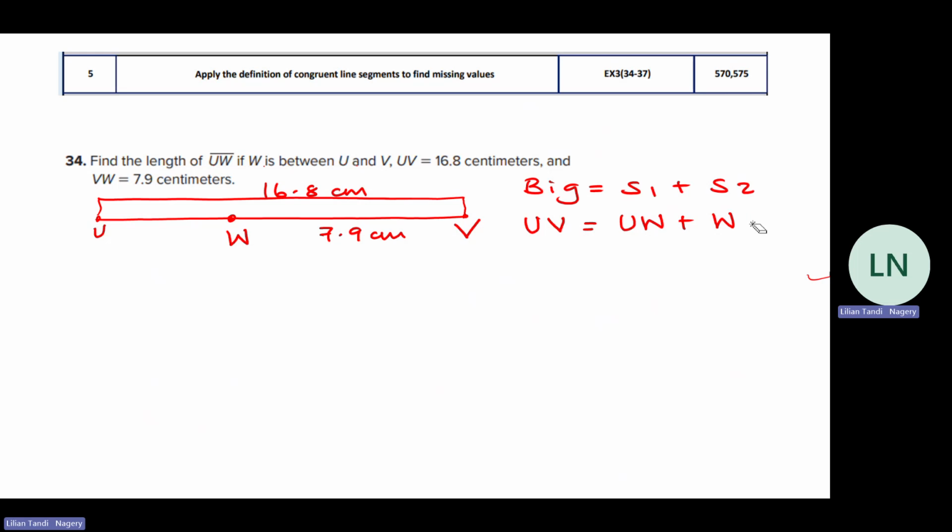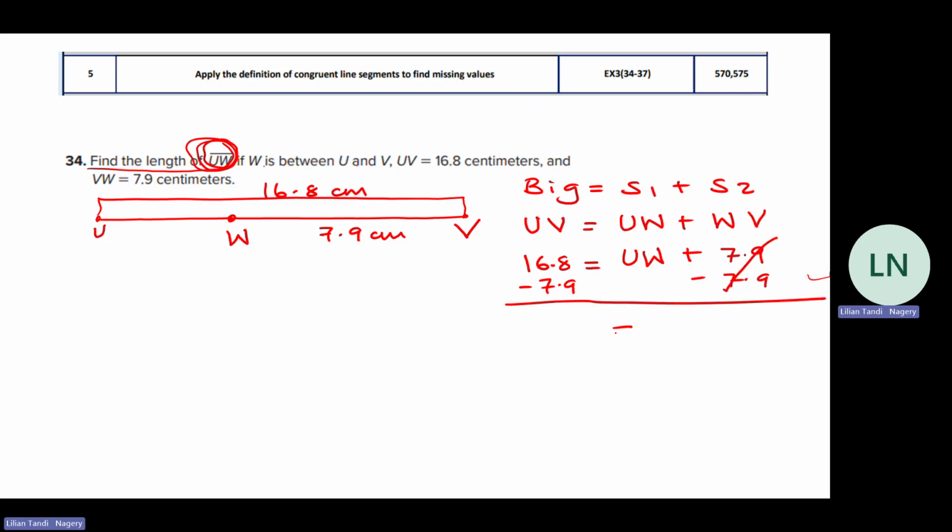Now, UV is 16 and 8/10. Make sure you read carefully what you have drawn. You must draw the picture so you can clearly see where to put the numbers. So this is 16 and 8/10. Do you know UW? No, so you leave it as that. How do I know I don't know? The question told me to find the length. Now I ask myself, do I know WV? Yes, I know WV is 7 and 9/10. Then I will subtract 7 and 9/10 from both sides.